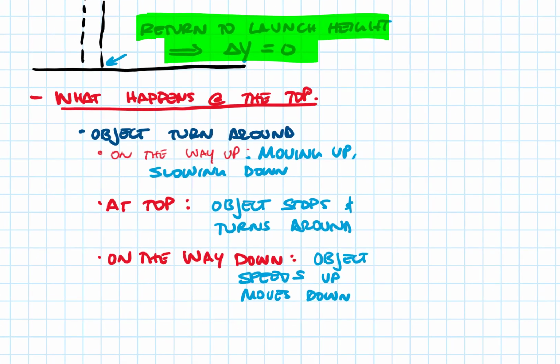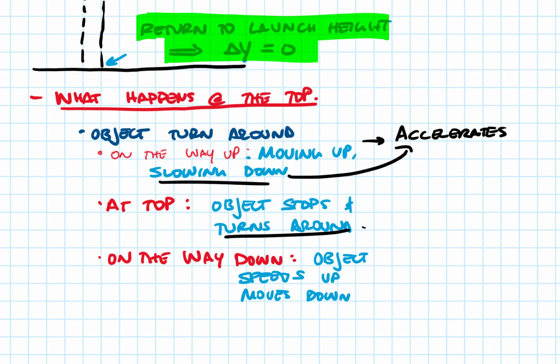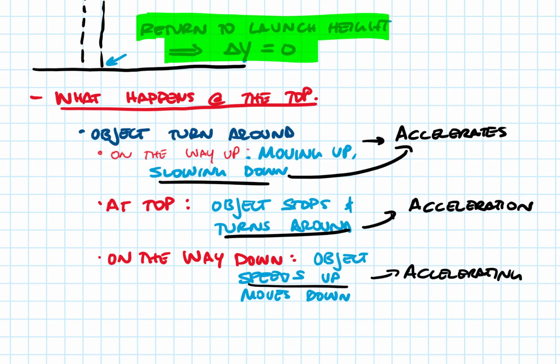But each one of these three places is acceleration. Because slowing down is a kind of acceleration. Turning around is also a kind of acceleration. Anytime a moving object changes direction, it experiences acceleration. So at the very top, we have acceleration. And then at the bottom, we also are accelerating, because we're speeding up. And in each one of these cases, we're accelerating in the downward direction.